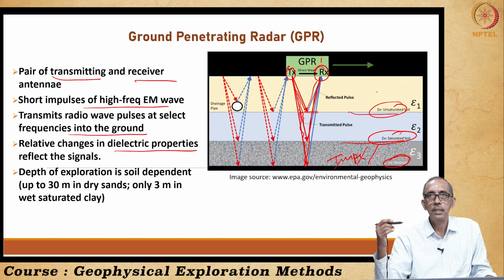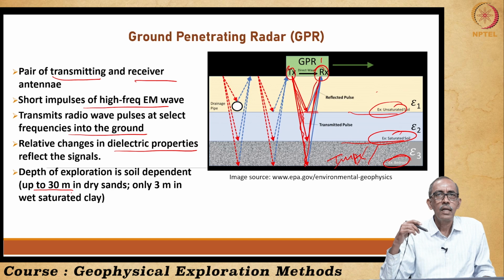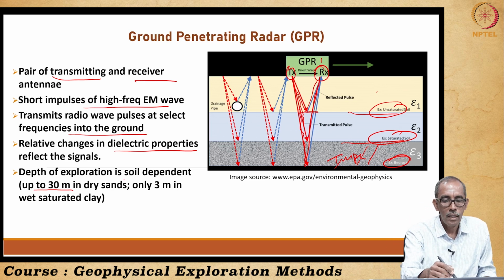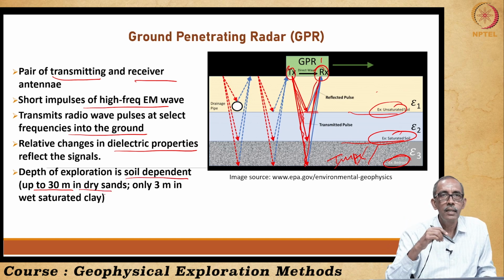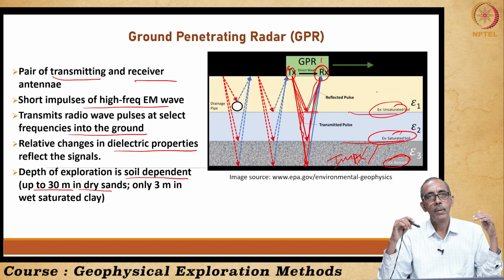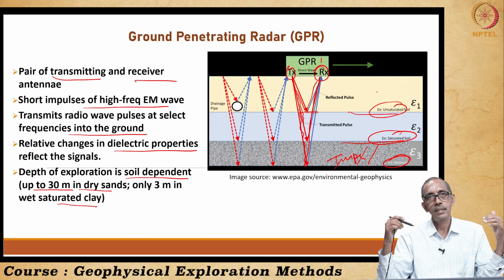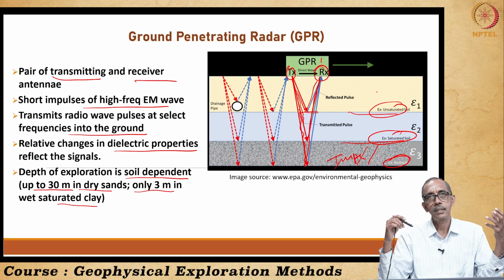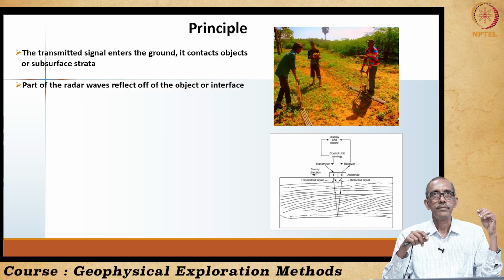We are able to differentiate them, but the limitation of this method is that we can understand only the shallow subsurface. The depth of exploration is soil dependent, right. If you have dry sand, we can go up to a maximum of about 30 meters beneath the surface, but if you have saturated clay right at the surface, the depth of penetration can be only a few meters, a maximum of 3 meters. That is the disadvantage of this method, right.